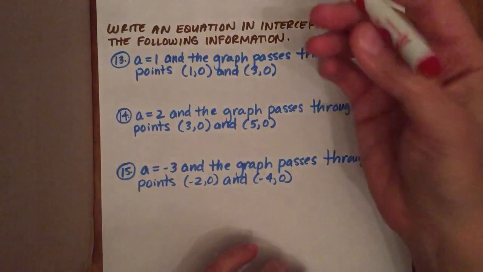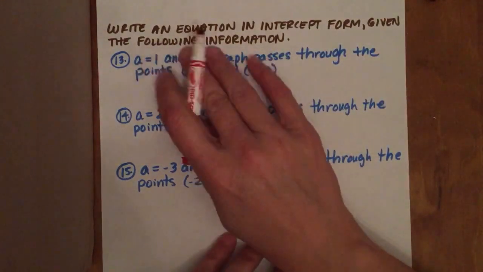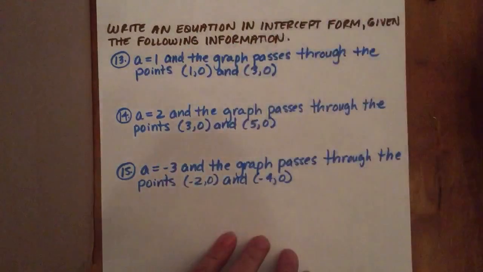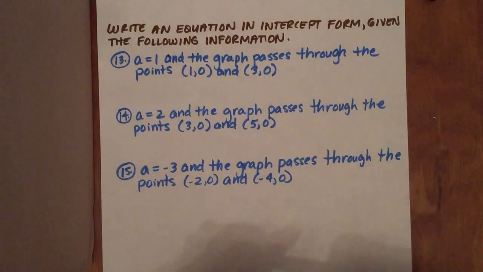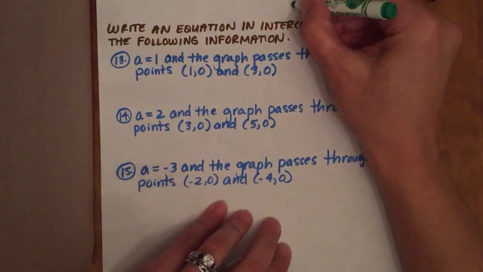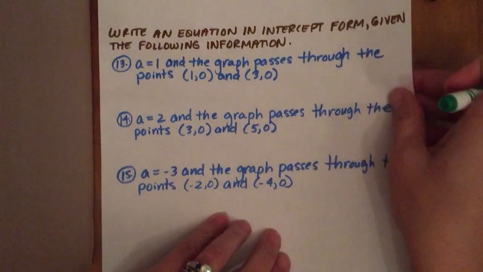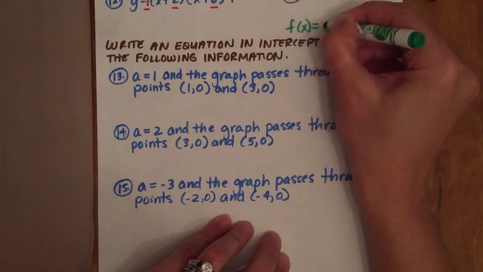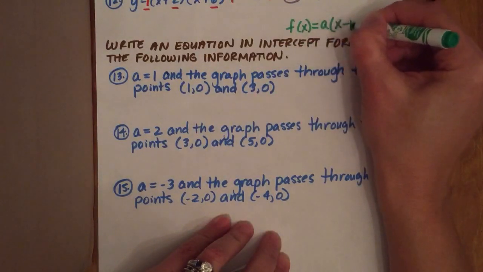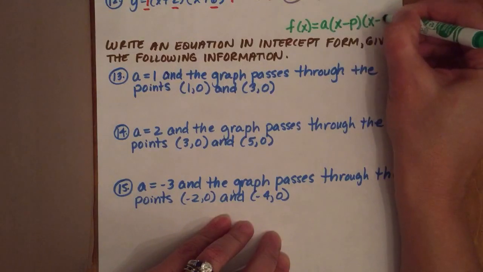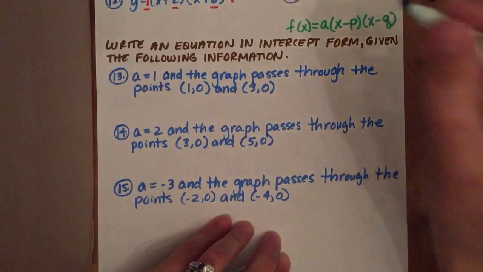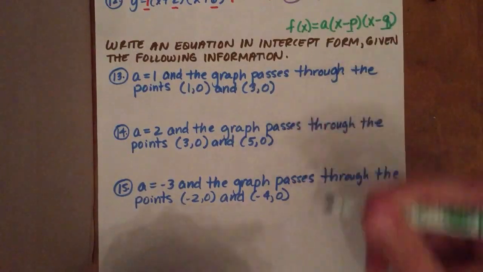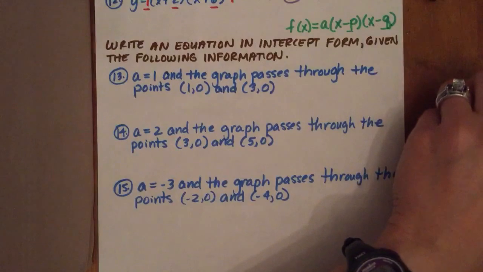For intercept form, the final task that we have is to actually write an equation in intercept form given certain information. Now what we know of intercept form is this. Let me move the paper down a little bit. Intercept form is f of x equals a times x minus p times x minus q. They're all multiplied. And what we've looked at from previous examples, p and q are your x-intercepts, which is why this is called intercept form.